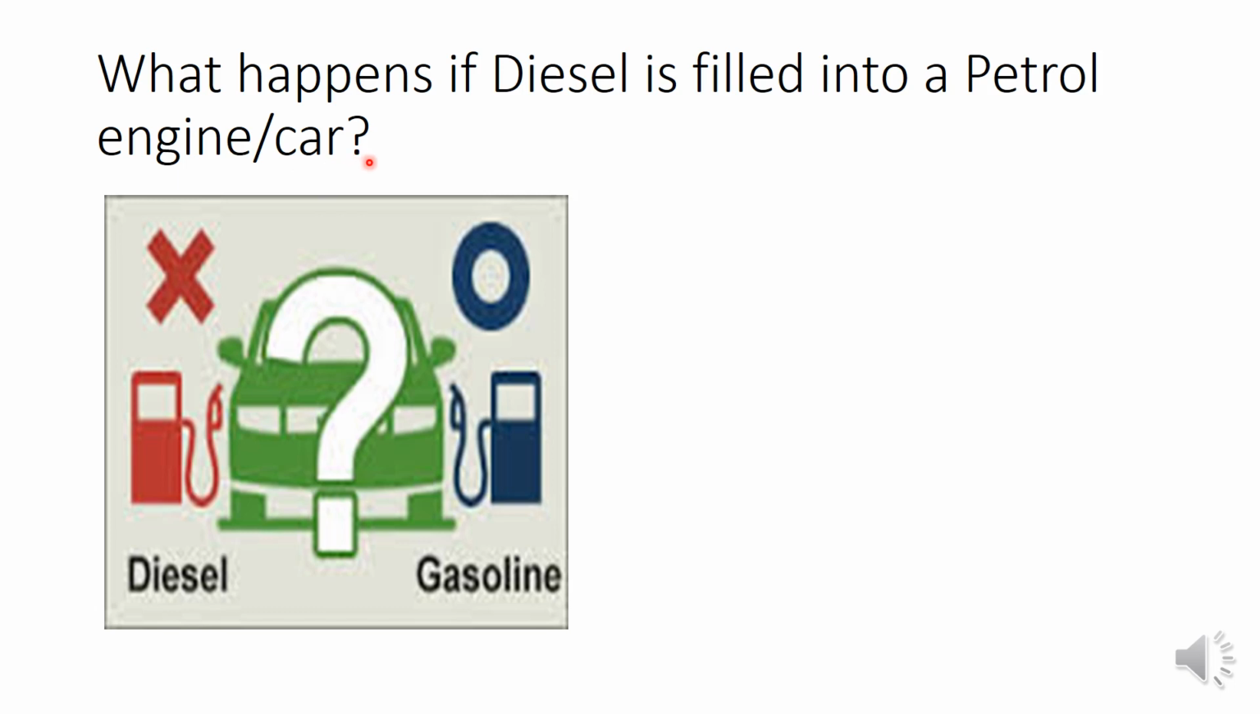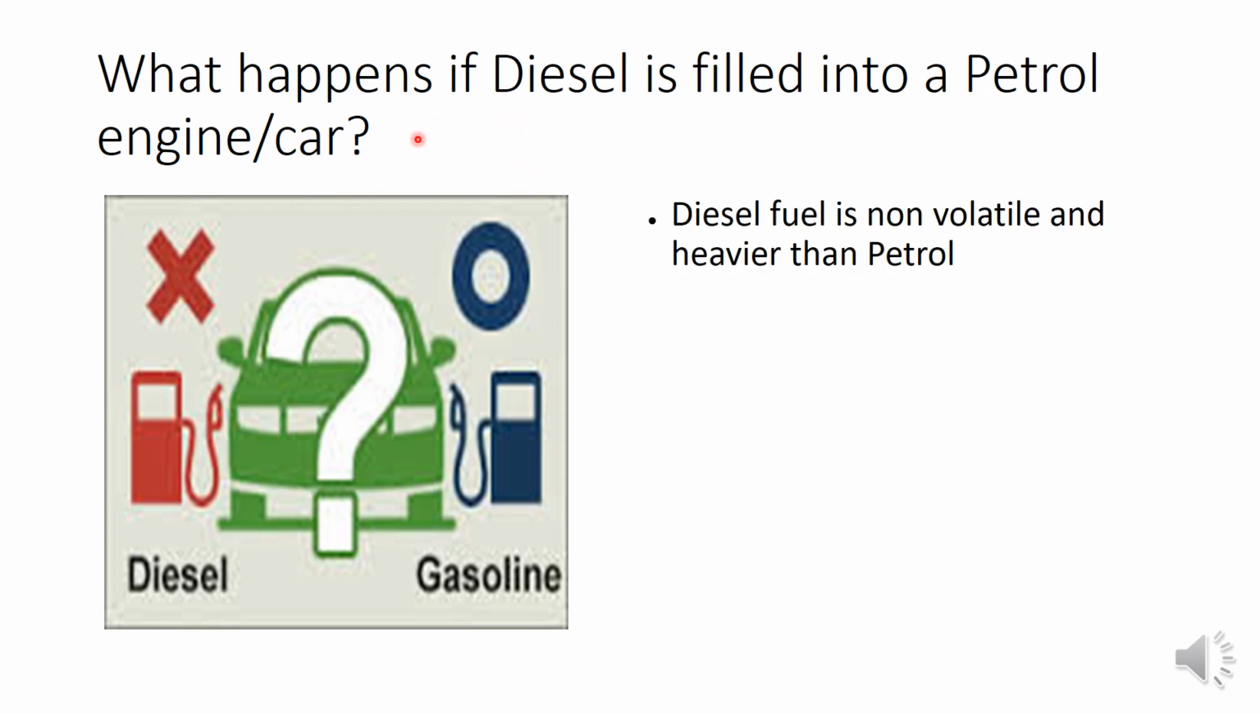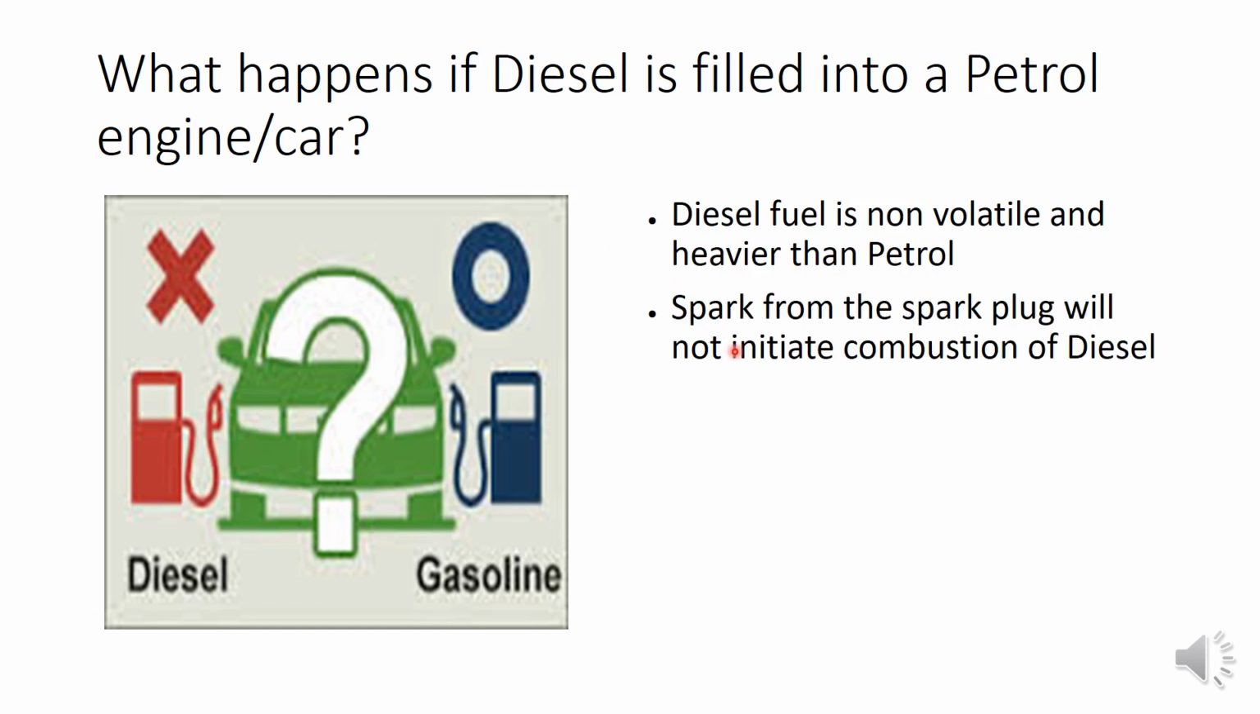The petrol engine compression ratio is less, 6:1 to 10:1, and it has a spark plug instead of a fuel injector. So what will happen if you fill diesel in this particular engine? You know that diesel is a very non-volatile and heavier fuel compared to petrol, and it will not be ignited by a spark coming from the spark plug. The flash point of diesel is higher and it is a much denser fuel compared to petrol. So even if the spark plug gives a spark, it will not initiate combustion because you are using diesel.